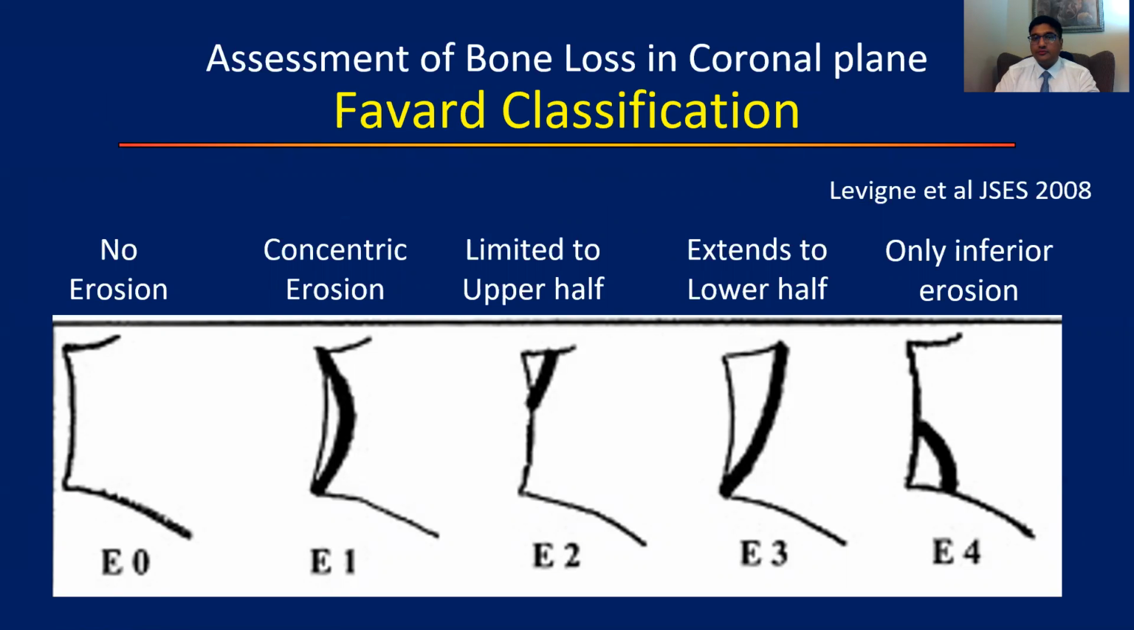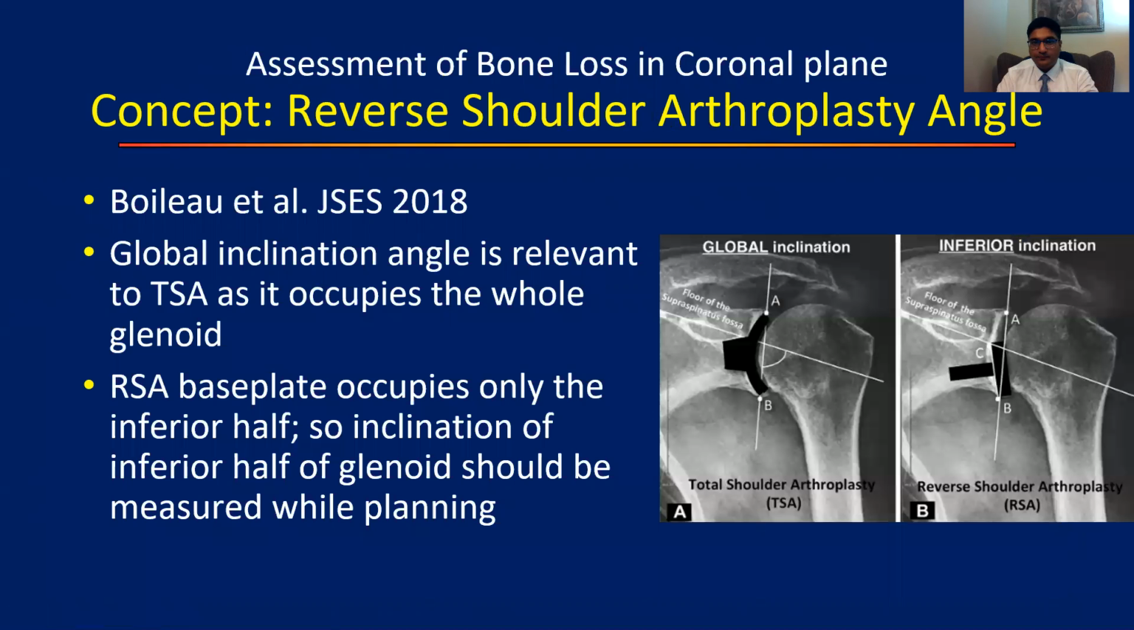One of the ways proposed to assess glenoid bone loss in the coronal plane is the Favard classification, in which type E0 is no erosion, type E1 is concentric erosion, type E2 is limited to the upper half, type E3 is where the erosion extends into the lower half, and type E4 is where only inferior erosion occurs. Moving on to the next concept, the reverse shoulder arthroplasty angle, which was popularized by Boileau in 2018.